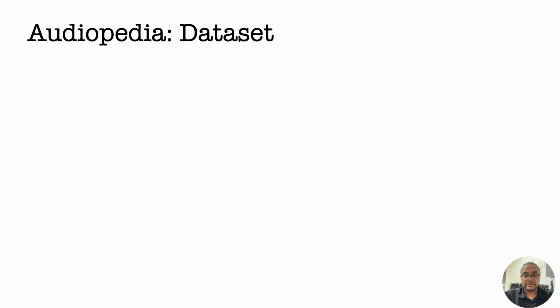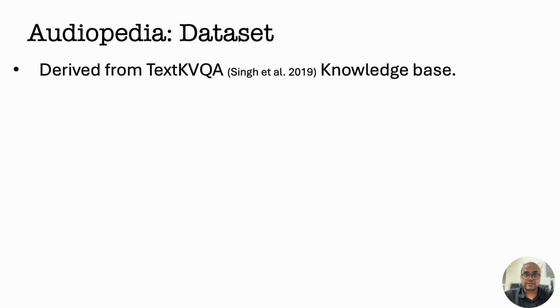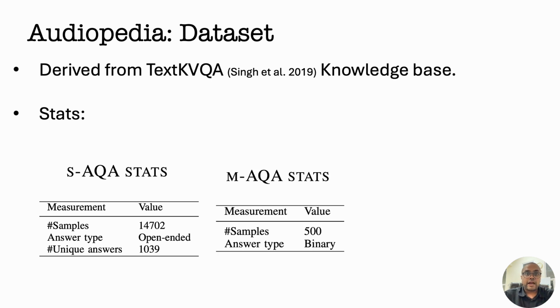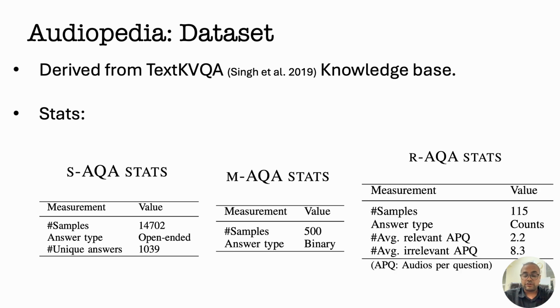Next, we discuss the dataset details. Data for all three subtasks are curated from the knowledge base provided in the text KVQA work. We first frame the data in text format and use existing TTS frameworks to generate the audio samples. Hence, all our audio samples are synthetic. Here are the additional stats for each subtask. s-AQA has 14K samples. The answers in this subtask are open-ended. m-AQA has 500 samples. The answers in this subtask are binary, either yes or no. Finally, r-AQA has 115 samples. The answers in this subtask are count-based answers, 1 to 3.